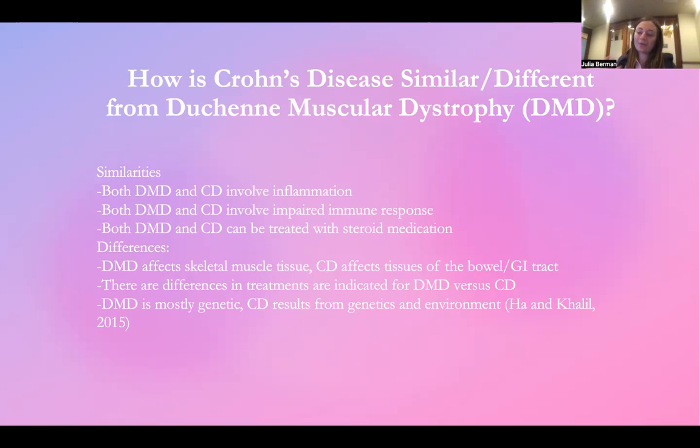And the multidisciplinary care looks a little bit different for DMD versus Crohn's. For DMD, you want to have a cardiologist and a pulmonologist to monitor the heart and pulmonary function, as well as a geneticist and orthopedist and physical therapists, even social workers to help counsel parents on the disorder, as well as, of course, a primary care physician.